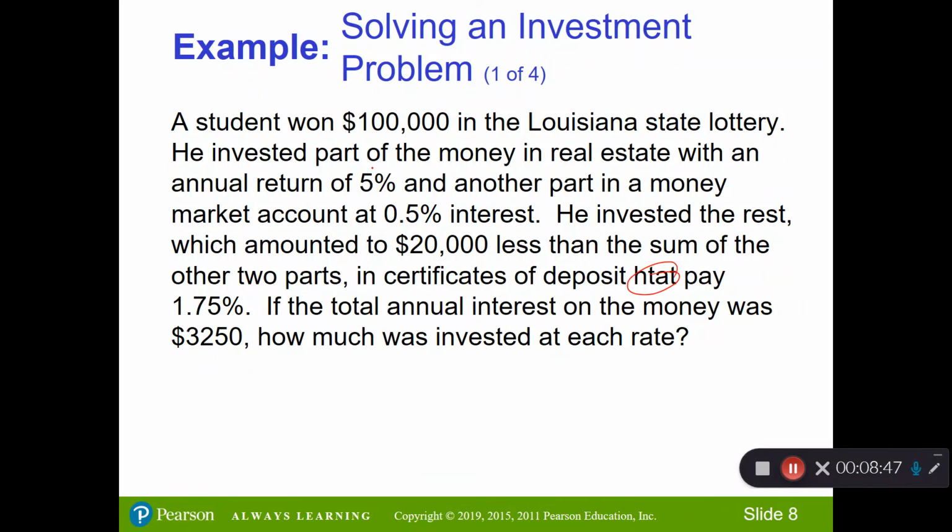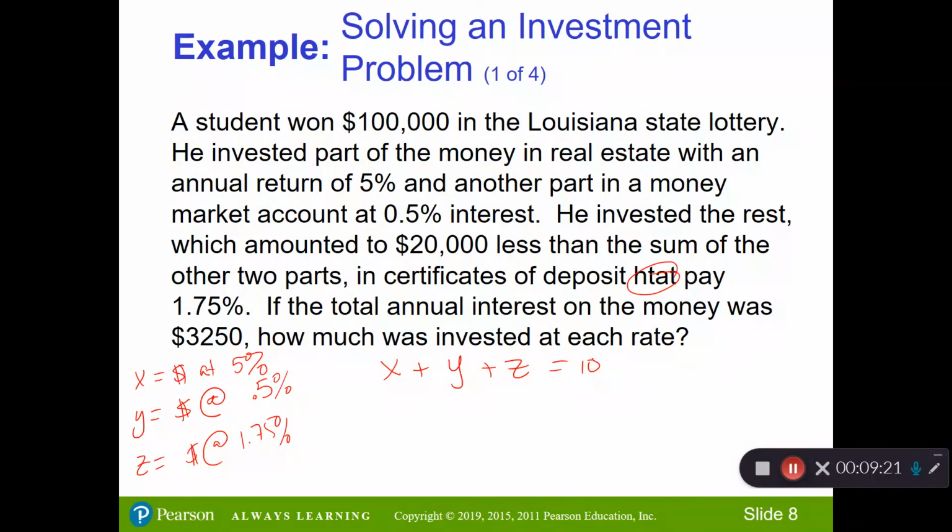Okay, so first of all, I have 3 different rates here. So I'm going to use 3 variables. If I'm using 3 variables, I need to define what they do. So this is going to be x, the money at 5%, y, the money at 0.5%, and then z, the money at 1.75%. I know that they total $100,000. So all the amounts put together have to equal the amount that he won.